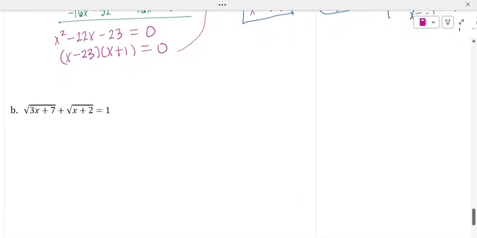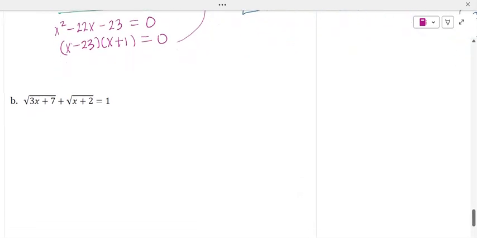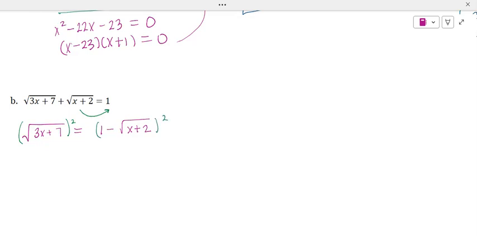All right, let's do one more example like this. These are lengthy. Our first step is to move this square root over to the other side. So we'll subtract that from both sides. So I'll end up with 1 minus the square root of x plus 2. The next step is to square both sides of the equation. And then on the left, that square root symbol goes away.